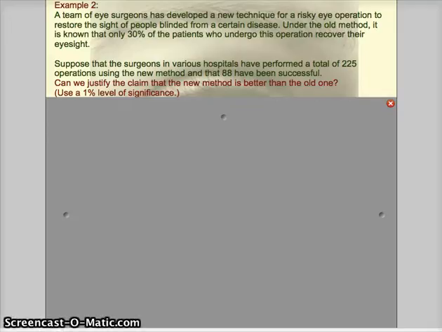A new procedure is developed. We're going to experiment with it and try and decide if it's better than the old treatment. We don't want to move away from a treatment that's at least working for some without being confident it'll work for a higher proportion. So, clue words here: can we justify the claim the new method is better than the old one? Now, it has significance language here, which helps, but justify the claim, that's significance test language.